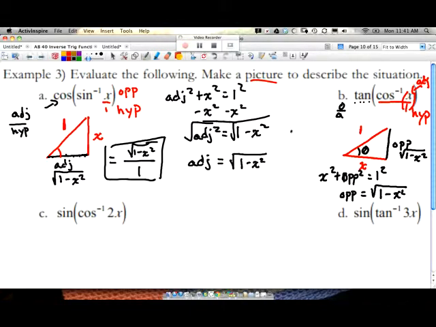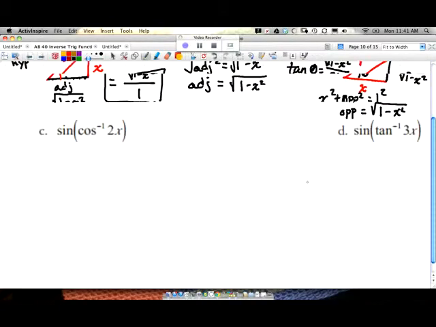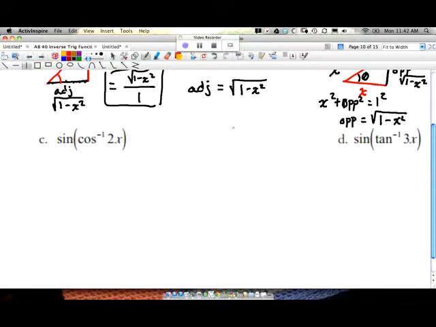So if this is our angle, our theta, you could say, then tangent of that theta is going to be equal to the opposite over the adjacent. The opposite in this case is the square root of 1 minus x squared, and the adjacent is x. So, slightly different there as well. We have over x instead of over 1. Alright, now we're getting slightly more complex, but really nothing different at all with these next ones coming here.